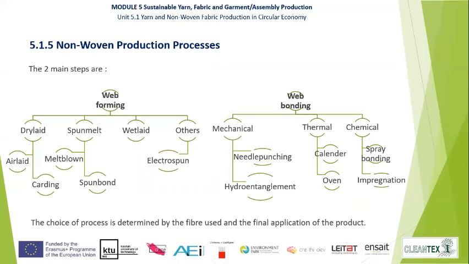And for web bonding, the different processes can be mechanical, thermal, or chemical. The choice of process is determined by the fiber used and the final application of the product. We will go through each process of web forming and web bonding together.